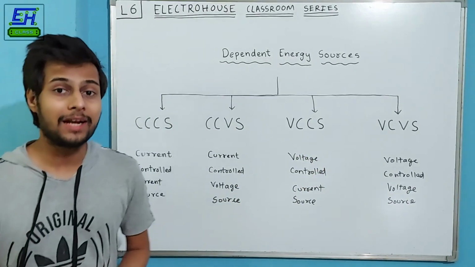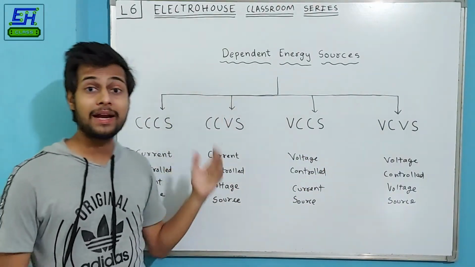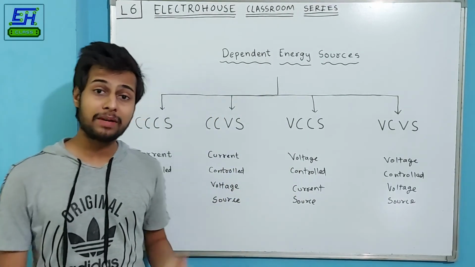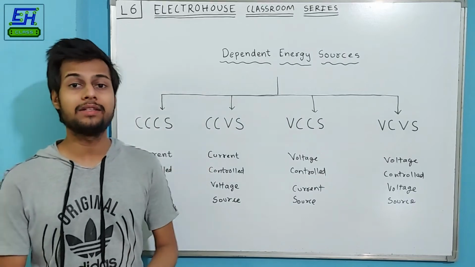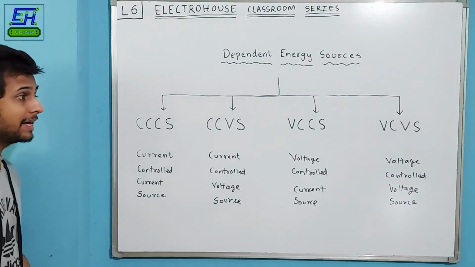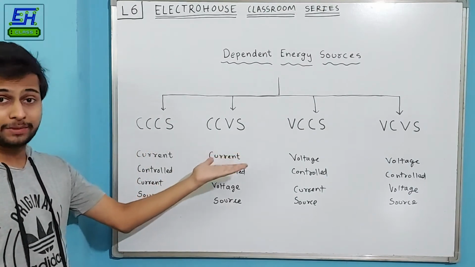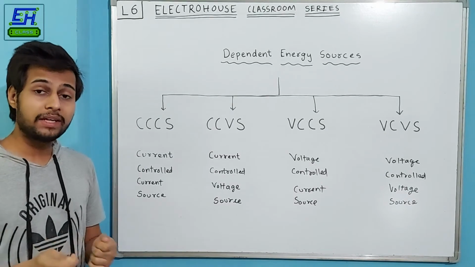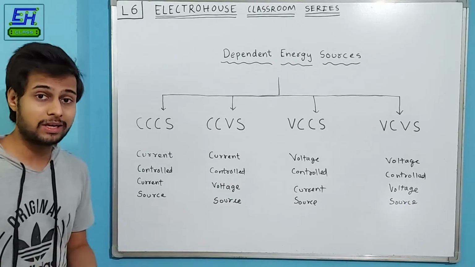Please understand that normally there is no variation of battery or power supplies as dependent sources, but we can definitely implement them using devices like transistors or operational amplifiers. The classification of dependent energy sources into various types is done in order to electrically model complex devices like transistors or operational amplifiers.